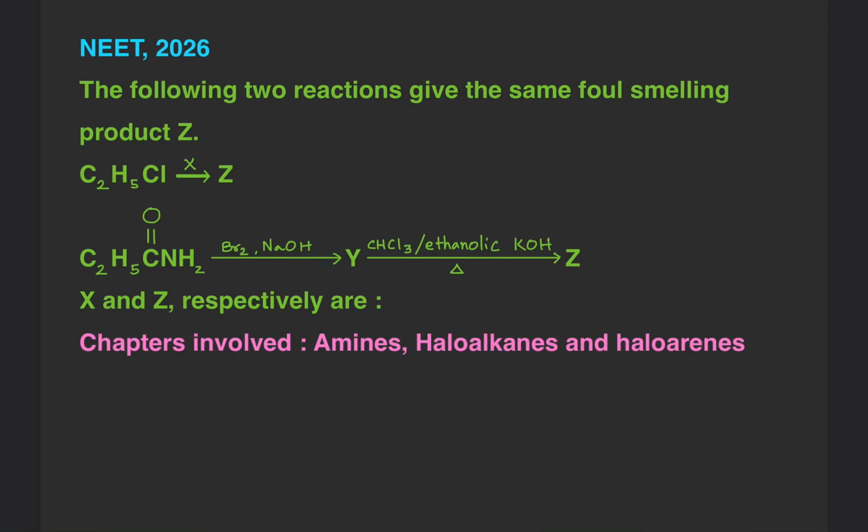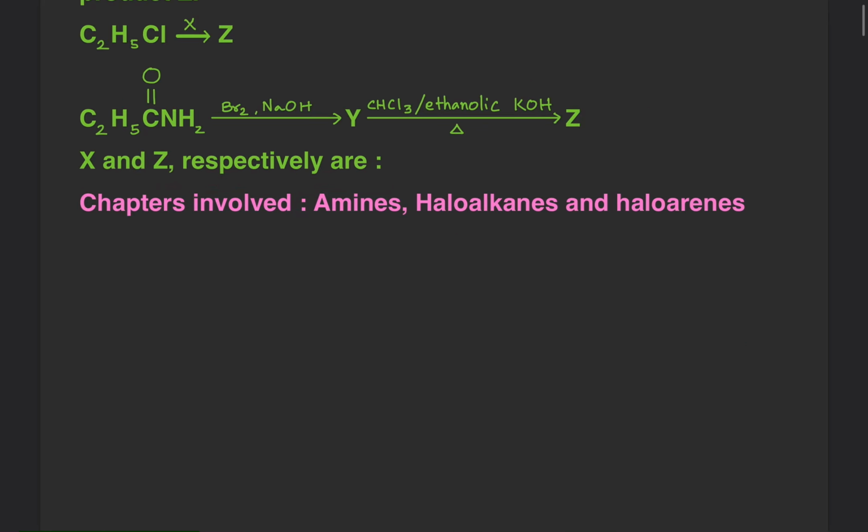Hello everyone. So this is a question from NEET 2026. The following two reactions give the same foul smelling product Z. Okay, so these are the two sequences. X and Z respectively are. Okay. So the chapters involved are amines and haloalkanes and haloarenes.